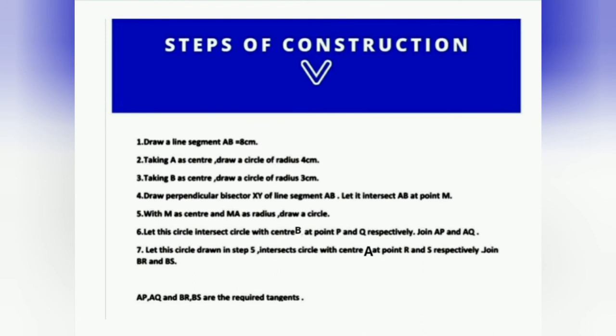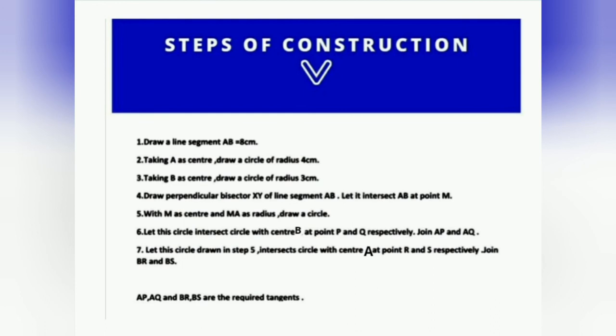With M as center and MA as radius, draw a circle. Let this circle intersect the circle with center B at points P and Q respectively. Join AP and AQ. Then AP and AQ are tangents from point A to the smaller circle.